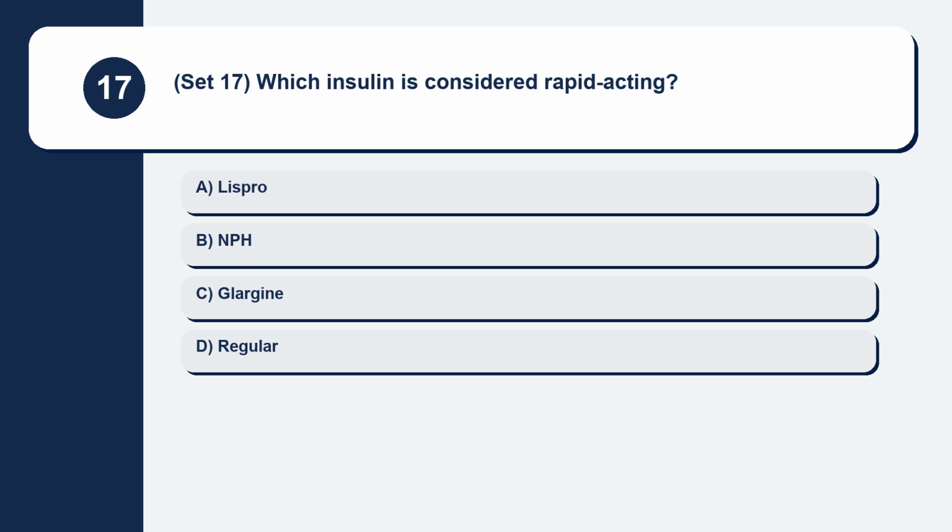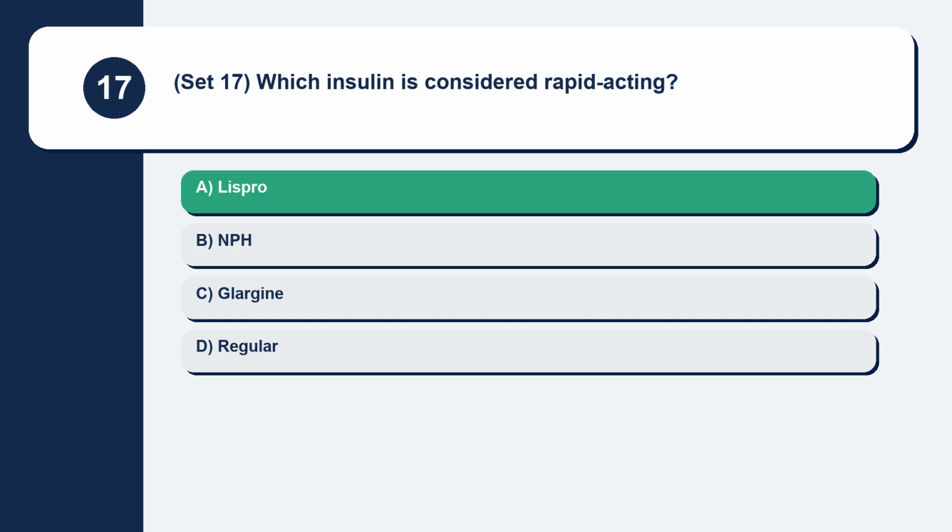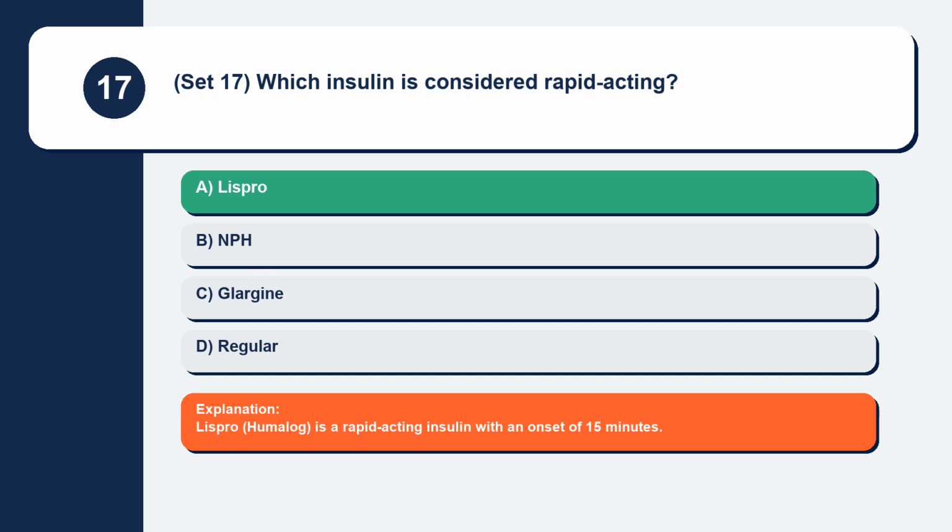Question 17. Set 17. Which insulin is considered rapid-acting? Lispro, NPH, Glargine, regular. Lispro, Humalog, is a rapid-acting insulin with an onset of 15 minutes.